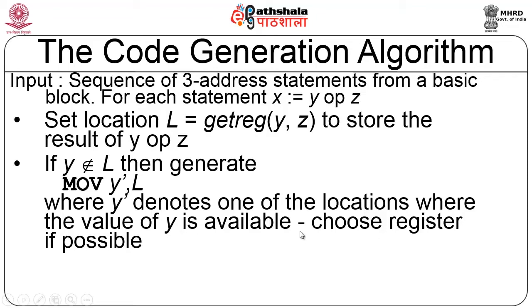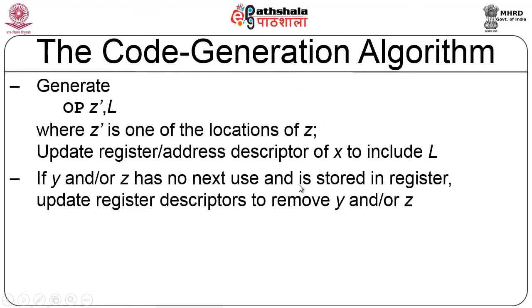Okay. So now I have moved the content of y into a register which is returned by the get register function. The next one, after the first thing, you issue a command operator z dash comma L. Now operator is because you are operating y operator z, so that operator is used here. So you are going to issue the command operator z dash comma L, where z dash is again one of the locations of z. If z dash is in register, use register. If z dash is in memory, you use memory basically. Okay.